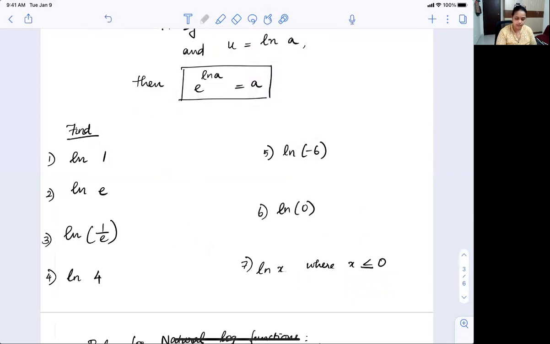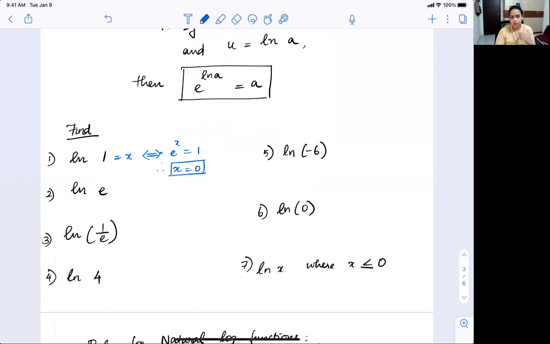Okay, let's solve this. So ln of 1, let's say ln of 1 is equal to x. Ln of 1 is nothing but ln 1 to the base e. So an equivalent way of saying this is I want to find x such that e power x is 1. Therefore, x is 0. Therefore, ln 1 is 0.